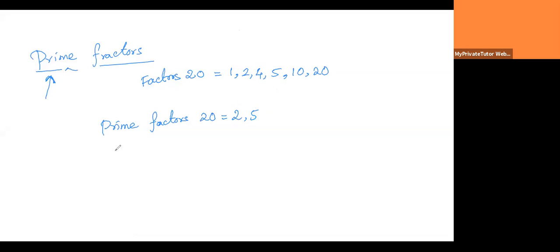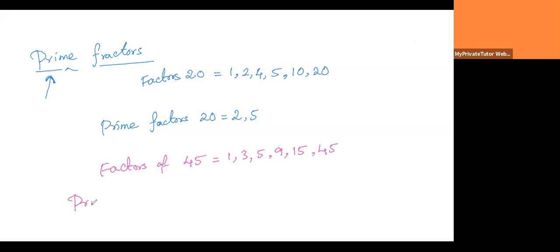Let's try one more question. What are the factors of, tell me a number, can we take 45? Yeah, 45 we can take. So what are the factors of 45? We are just checking which numbers we can divide 45 by. 45 by 1, 45 by 3, 45 by 5. What else? I think 9, 15, and 45. So these are the factors of 45.